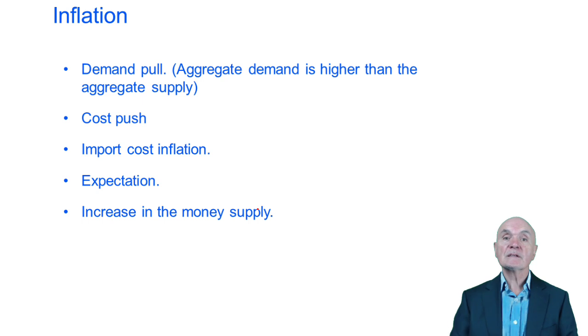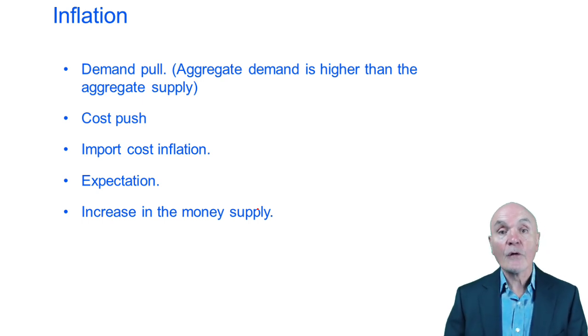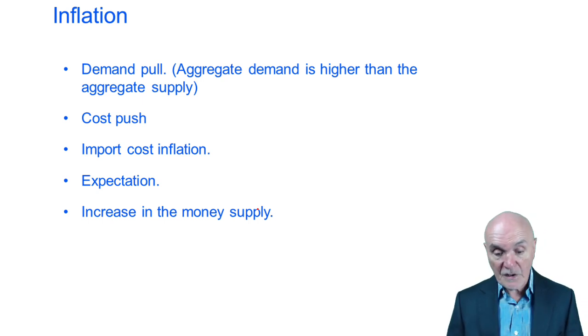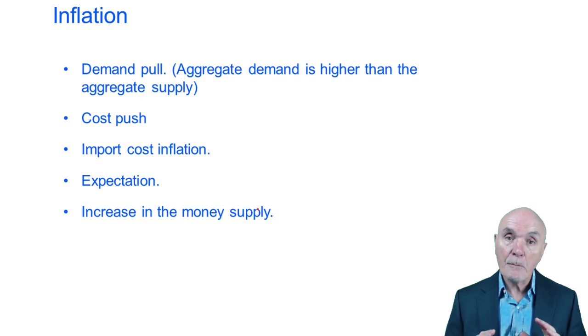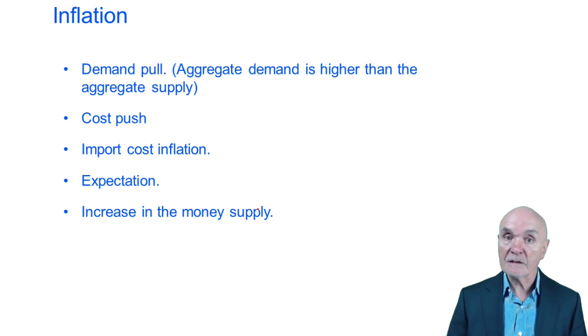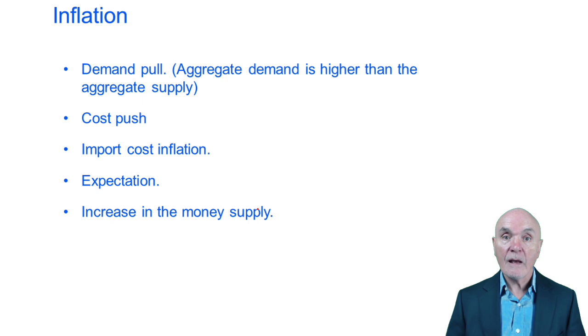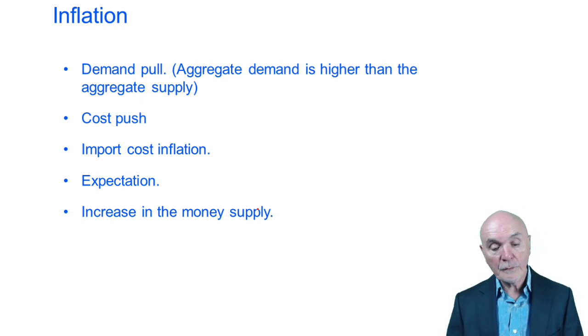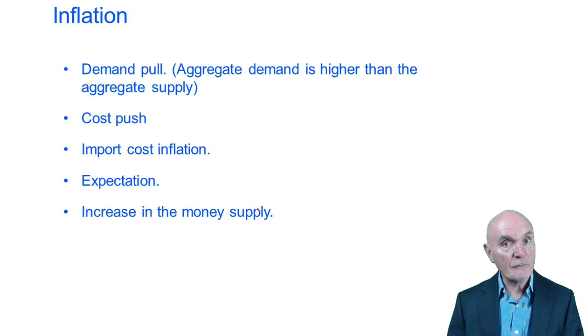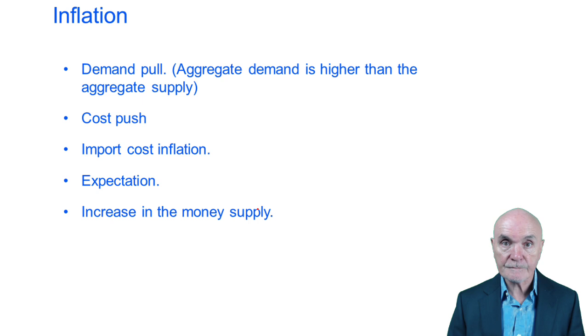And finally, an increase in the money supply. For example, the decrease in interest rates, making it easier for people to borrow, the government printing more money, as it's called, all increases the amount of money which people have available to spend, and that can cause inflation.